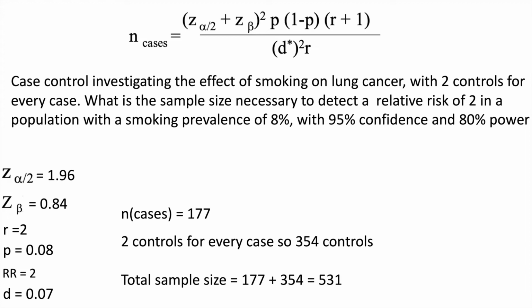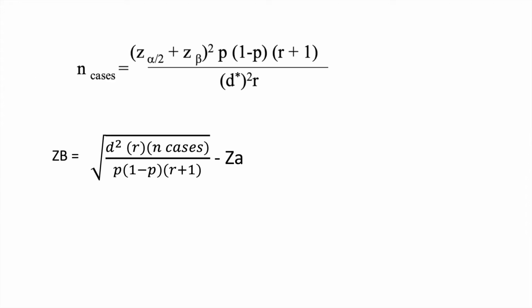So 177 multiplied by 2, just wanted to make sure. Yep, 354 controls, and when we add those together, we get 531 individuals that we'll need in total. Just some other things.